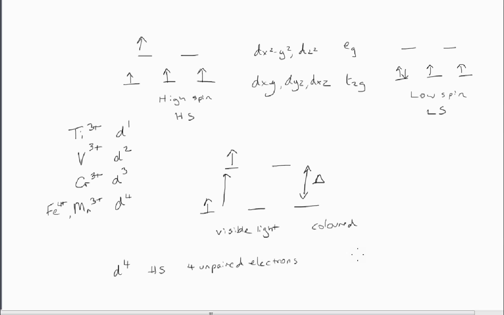Or we could have the low spin case with 2 unpaired electrons. Now it so happens that unpaired electrons behave differently in a magnetic field to paired electrons. Unpaired electrons are paramagnetic and they're drawn into a magnetic field, whereas paired electrons are diamagnetic and they're weakly repelled from a magnetic field. So if we were to do some magnetic measurements on our complexes, we should be able to get a measure of how many unpaired electrons we have.